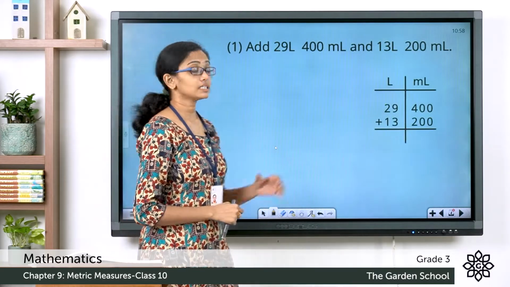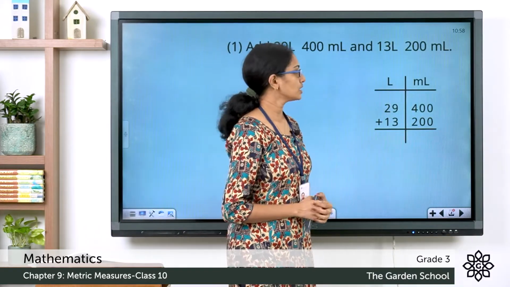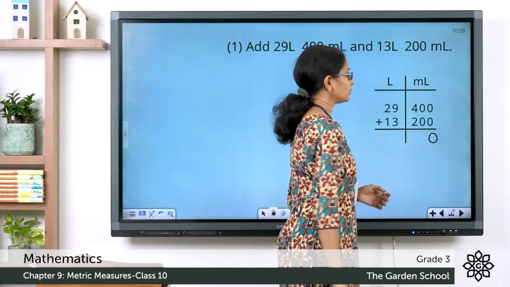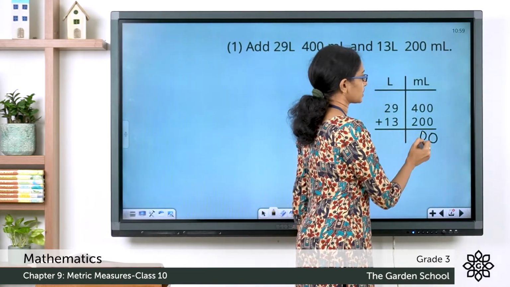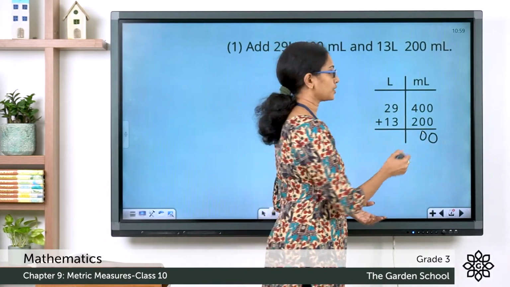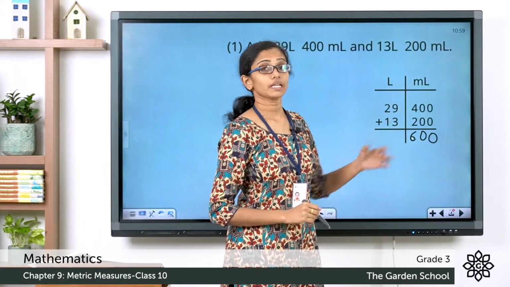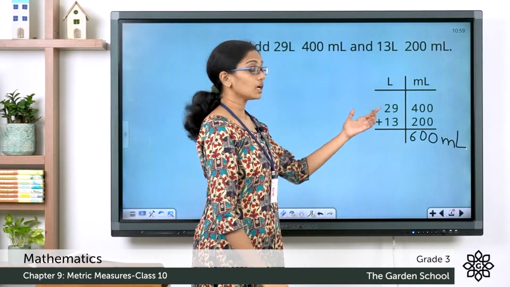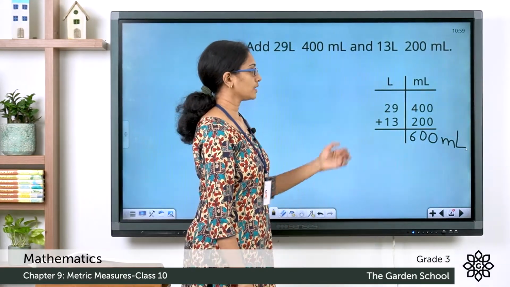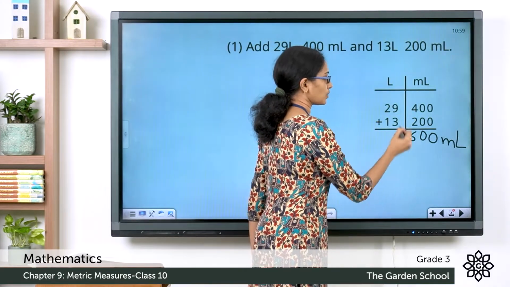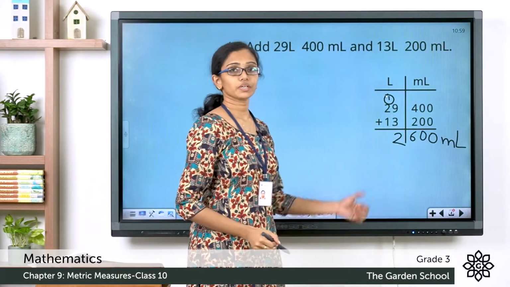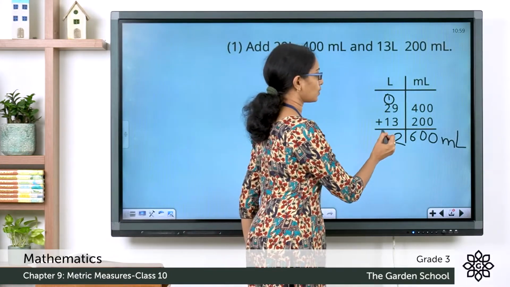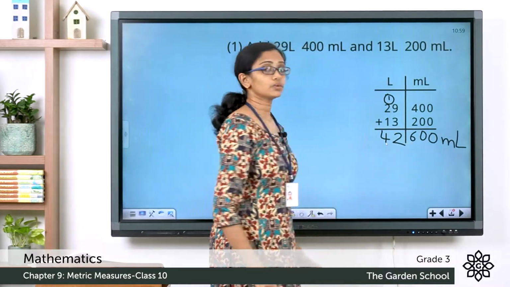Let's do the addition starting with the smaller units column first. In the milliliter column we have 0 plus 0 which is equal to 0, and again 0 plus 0 equal to 0. Now we have 4 plus 2 which is equal to 6. So right now in the milliliter column we have 600 milliliters. Now moving to the next column, the liters column. Here we have 9 plus 3 which is equal to 12. We write 2 here and carry over 1 to the next place. So now we have 2 plus 1 equals 3, plus 1, 4. So in the liters column we have 42 liters.